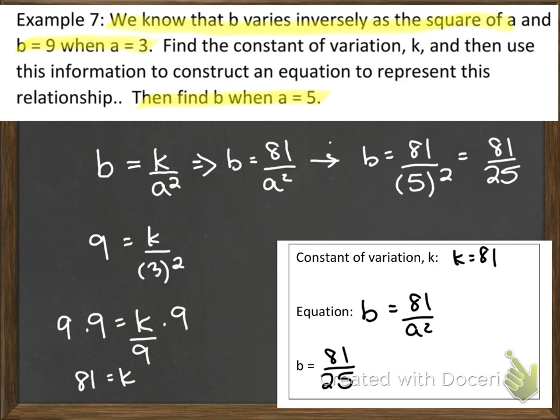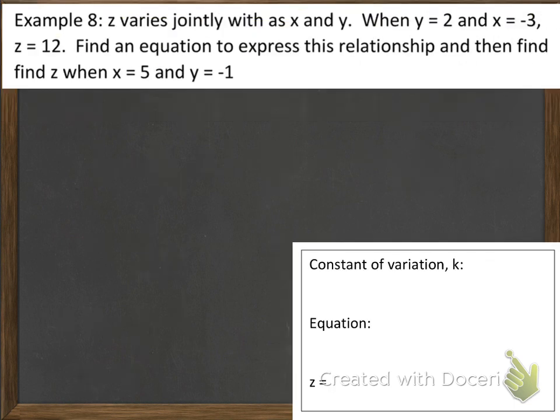All right, so let's do one more example here. Example 8 says z varies jointly with x and y. So how can we write that? Remember, jointly is direct variation. The only difference is that it's joining, as it were, multiple variables. So we have z is equal to kx because it varies directly with x. It also varies directly with y. So we have z equals k times x times y.